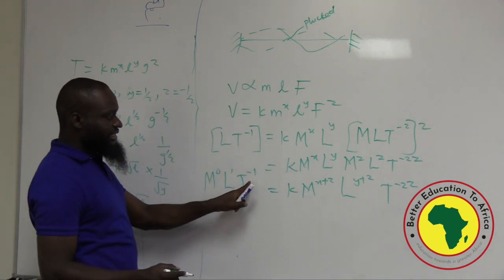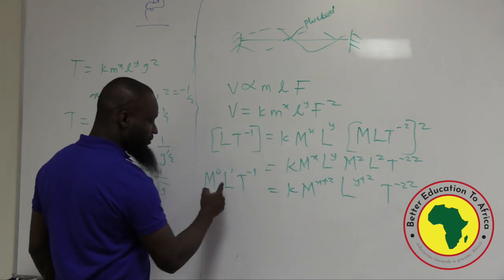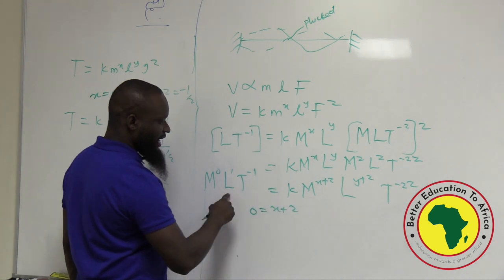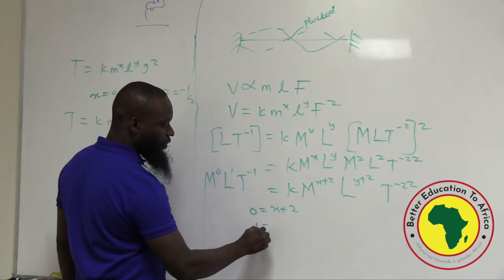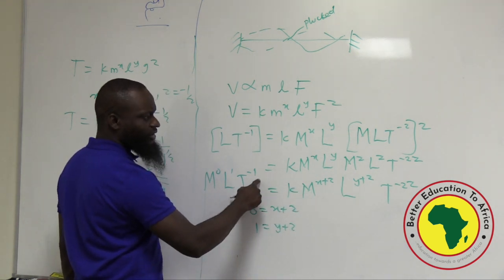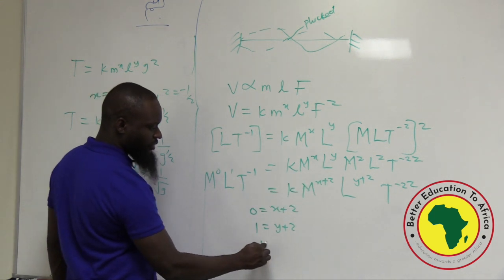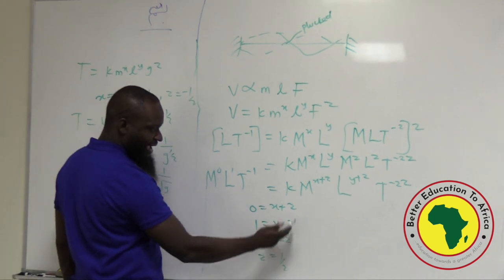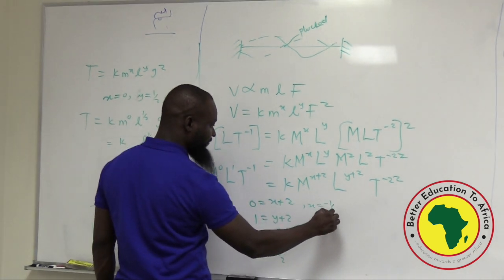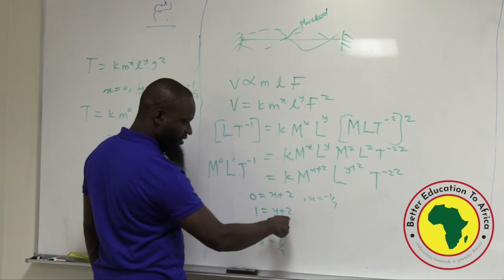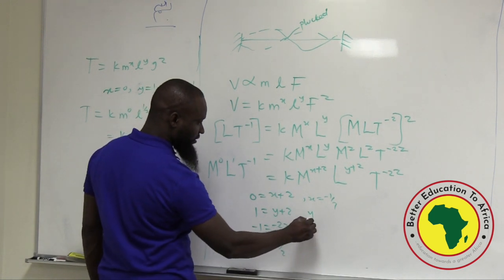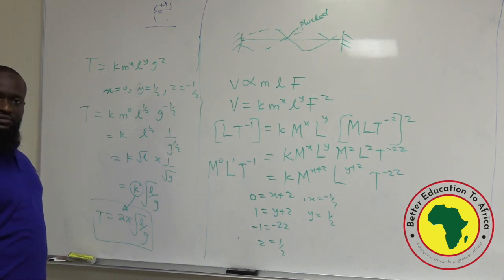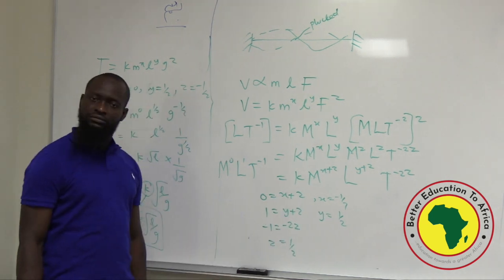Then I equate the powers. For M to the 0, 0 is X plus Z. For L to the 1, 1 is Y plus Z. For T to the minus 1, minus 1 is minus 2Z. So Z is half. If Z is half and I put it here, X is minus half. If Z is half and I put it here, Y is half. I've gotten X, Y, Z.